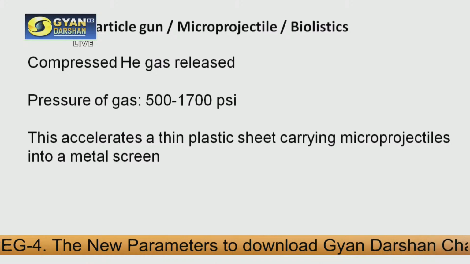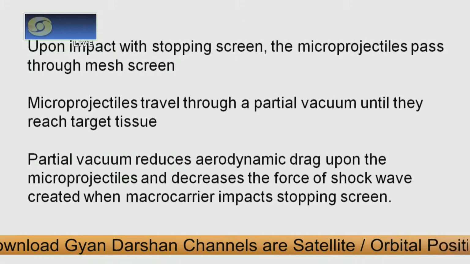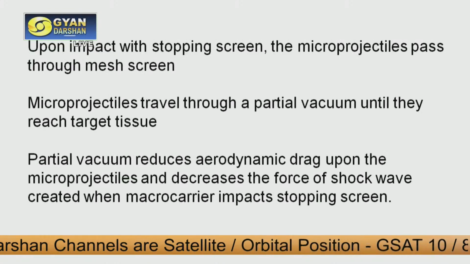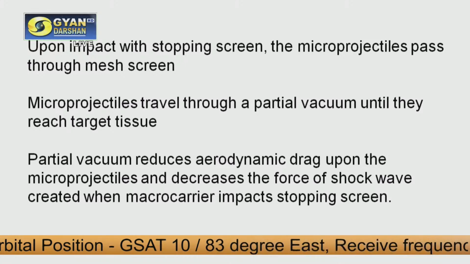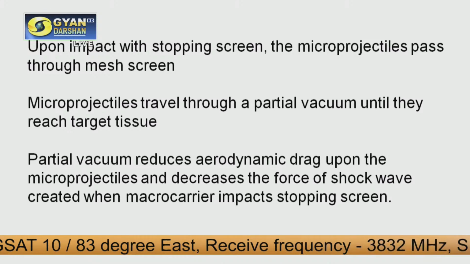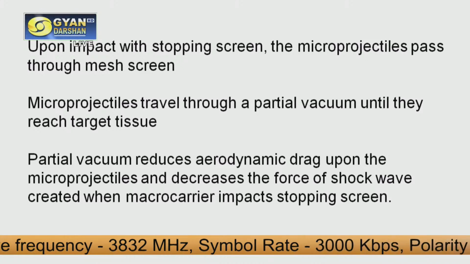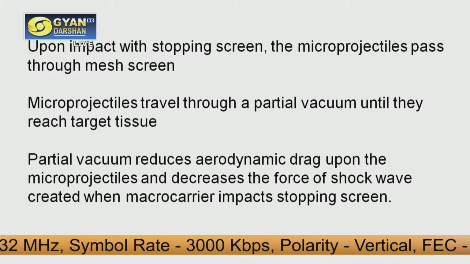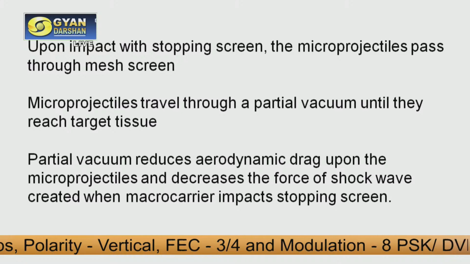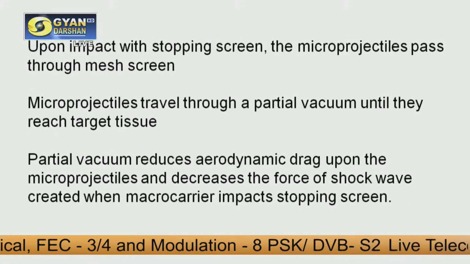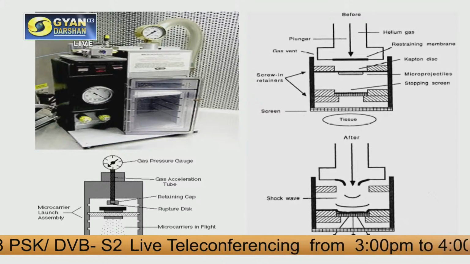This accelerates a thin plastic sheet carrying microprojectiles into a metal screen. Upon impact with the stopping screen, the microprojectiles pass through the mesh screen. Microprojectiles travel through a partial vacuum until they reach the target tissue. The partial vacuum reduces aerodynamic drag upon the microprojectiles and decreases the force of the shock wave created when the macrocarrier impacts the stopping screen. So the entire operation is actually occurring within a chamber.